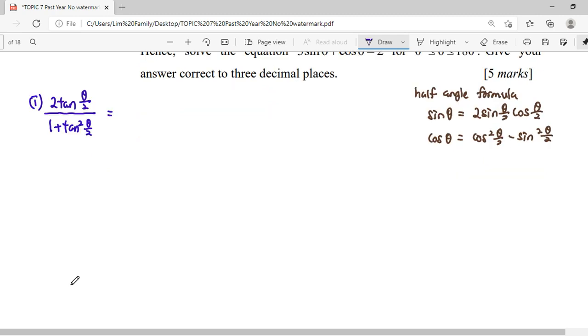So for this tangent, we change the terms first. It will become sine half angle divided by cos half angle. So that will be our tangent half angle. Similarly for the denominator part, it will be 1 plus sine square half angle divided by cos square half angle, so that we get tangent square half angle. So you can see now our trigo expression is already left with sine and cos. We are getting closer already.